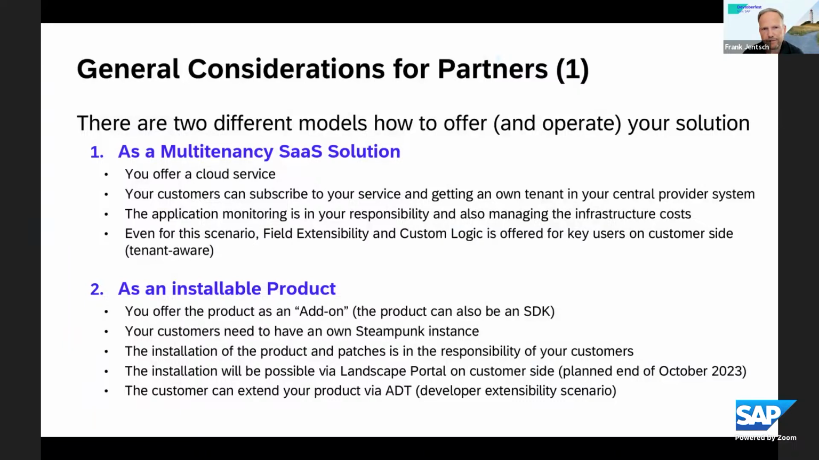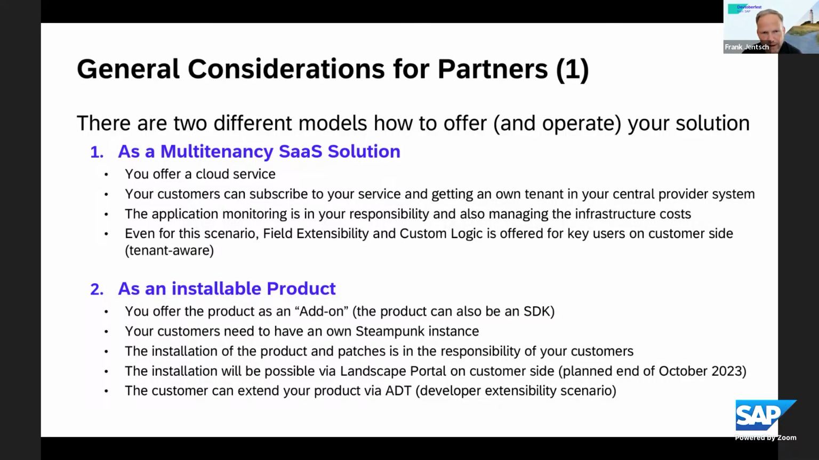So there are two basic different models for how a partner can offer and also operate a solution. First of all, that's the standard mechanism. This is also where I would like to focus in the demo. The typical thing is that a partner offers a multi-tenancy SaaS solution. So this option leads to a real cloud service. The partner offers the service and does not copy the code everywhere. So it's just a service.